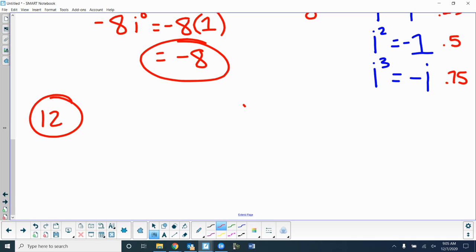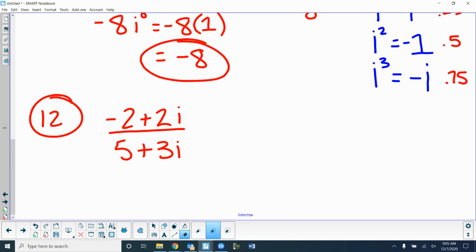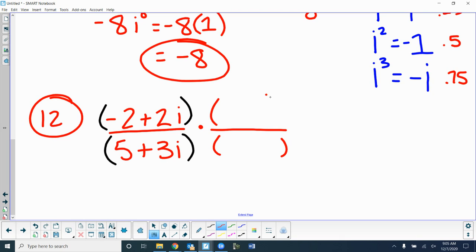Number 12, we have a division problem. One complex number divided by another. We're thinking like radicals, because i is the square root of negative 1. It's like having a radical in the bottom, and we're not allowed to have radicals in the bottom. Okay? So we have to rationalize the denominator. The way you do that, you're going to multiply the top and the bottom by the complex conjugate of the bottom.